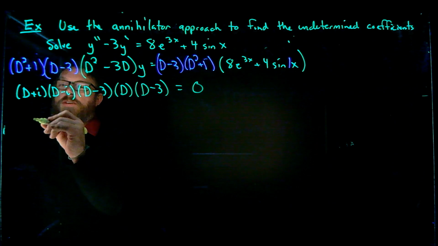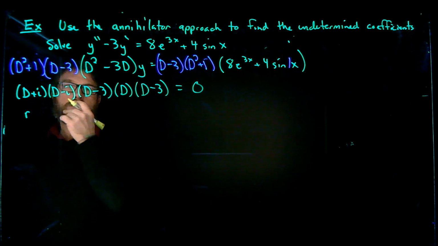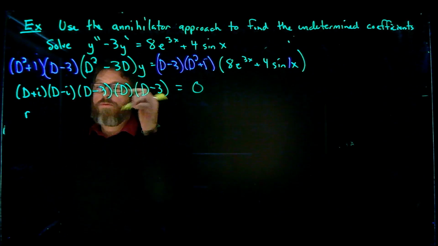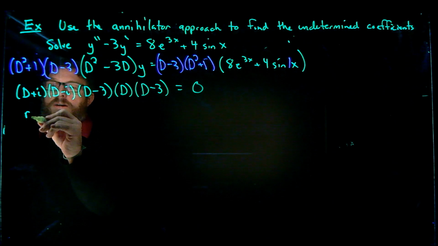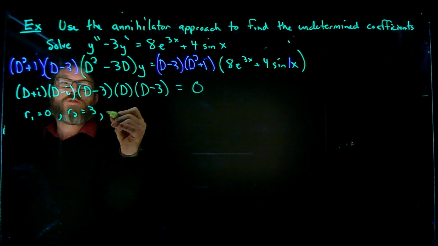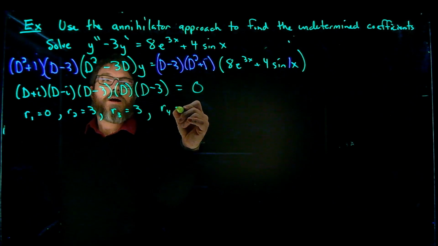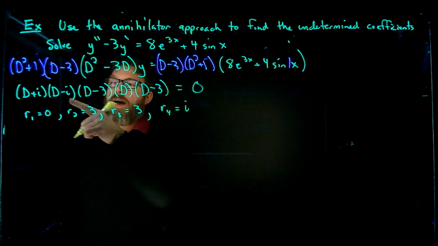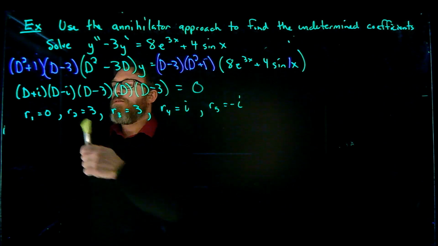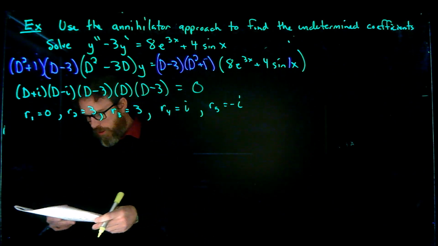So this is going to give us some R value. Let's start with the real ones. We have 0, and then we have 2 factors of 3. So R1 is going to be equal to 0, R2 is going to be equal to 3, R3 is also going to be equal to 3, and then we also have some complex roots, so I'm going to have an i from this, and also a minus i from this. So that means that our differential equation is going to look like this.